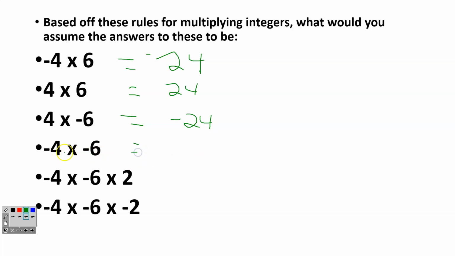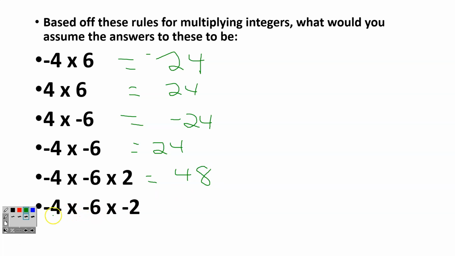Okay, here's the double negative. Negative times a negative. So hopefully you remember that those kind of cancel out. And you just have a positive 24. So now this problem down here is a little bit more complex because I have 3 terms. So I have a negative 4 times a negative 6 times 2. Well, there's my double negative right there. So those are going to cancel out. So then 4 times 6 is 24, times 2, that's 48.